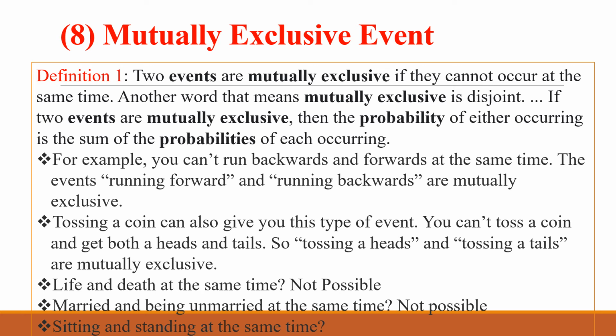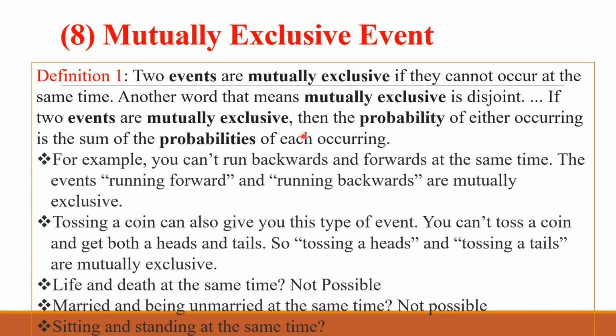What is a mutually exclusive event? Now, let me assume that you're running. Is it possible that you can run backwards and forwards at the same time? Or is it possible that you can be alive and dead at the same time? Or is it possible that you can be married and unmarried at the same time? Is it possible that you can be sitting or standing at the same time? Now, this is not possible. Now, such events, we refer to them as mutually exclusive events.